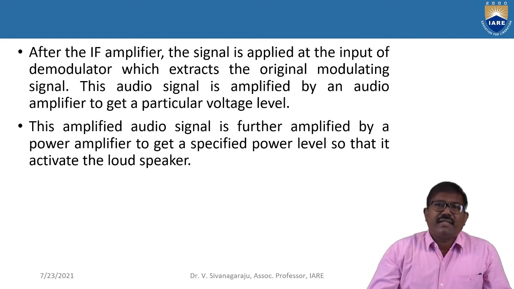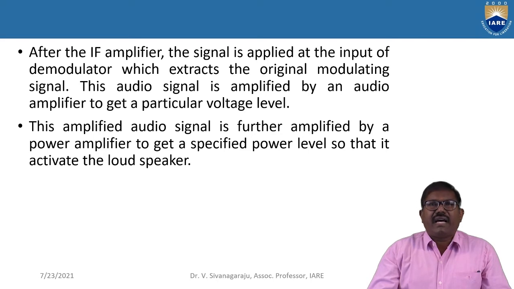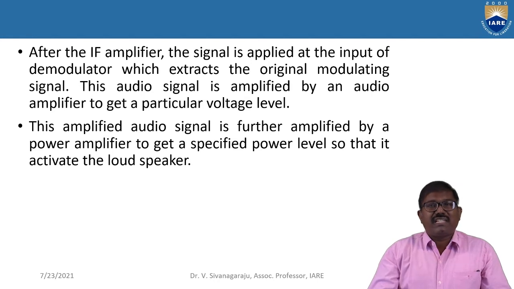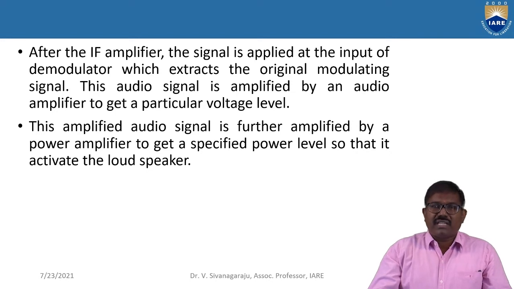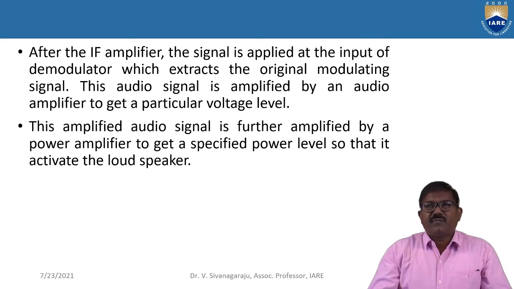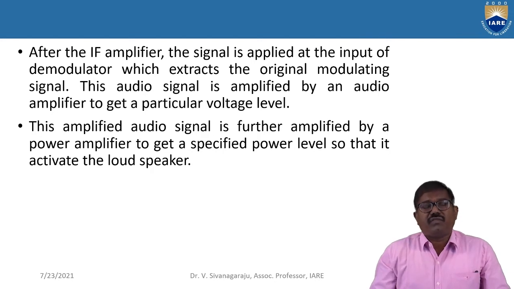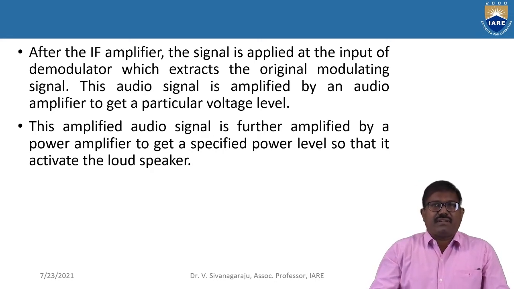After the IF amplifier, the signal is applied at the input of the demodulator, which extracts the original modulating signal. This audio signal is amplified by an audio amplifier to get a particular voltage level. This amplified audio signal is further amplified by a power amplifier to get a specified power level so that it can activate the loudspeaker. Okay, so this is the operation of the super heterodyne receiver.